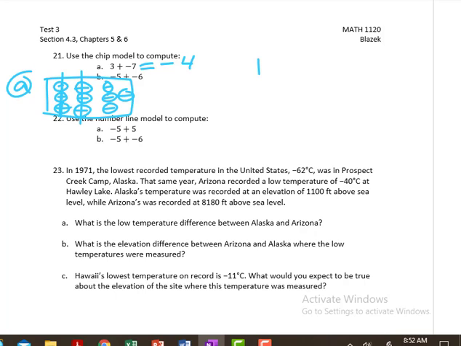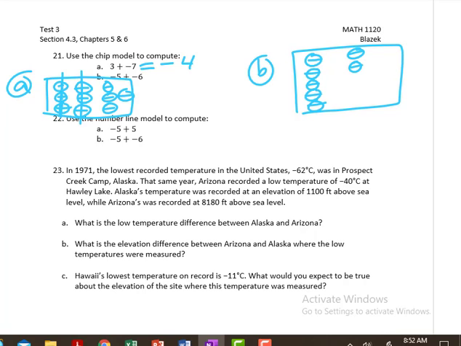B. Use the chip model for -5 plus -6. Okay, so here are my 5 negative chips. And then to that, I'm going to add an additional 6 negative chips. There is nothing to take away. And when I look at what I have, -11 negative chips.